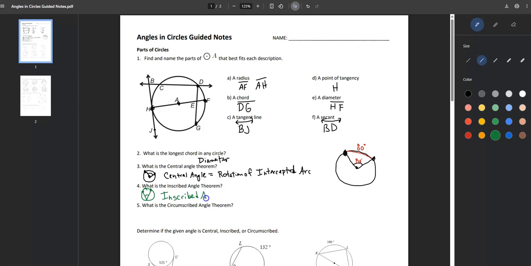this is the theorem or the rule, that is going to be equal to 1/2 of the rotation of the intercepted arc.